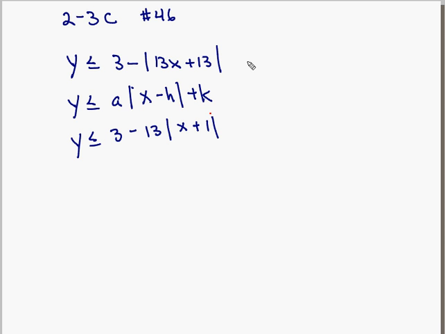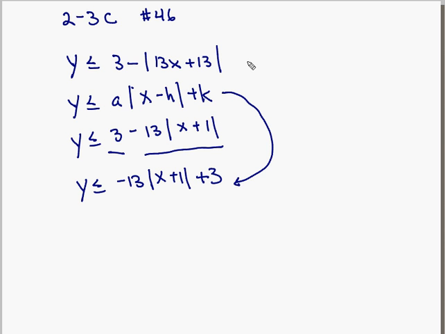Alright? The next thing we're going to do is switch the two terms. We have two terms here. We have 3 and negative 13 times the absolute value of x plus 1. So all I'm going to do is make the first term the second term and the second term the first. So now this becomes y is less than or equal to negative 13 times the absolute value of x plus 1, plus 3. Alright? Now, by rearranging the equation this way, we now have the equation looking like the general form that you see there. So that tells us several things.